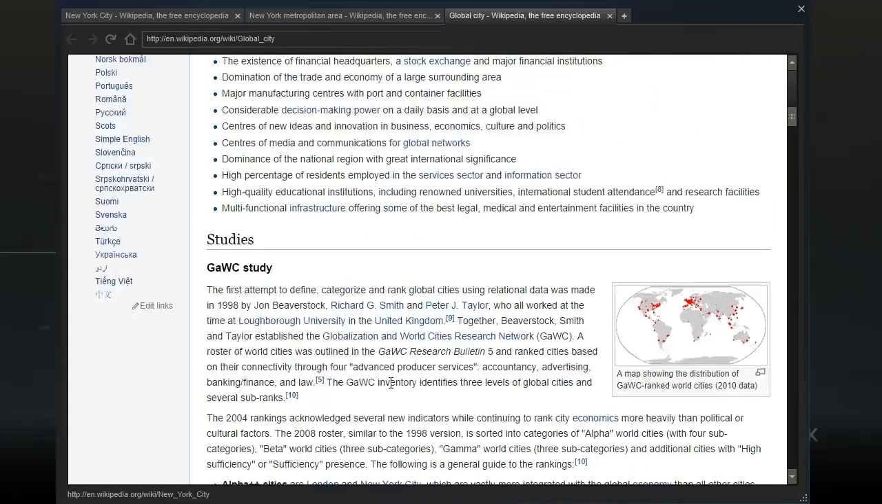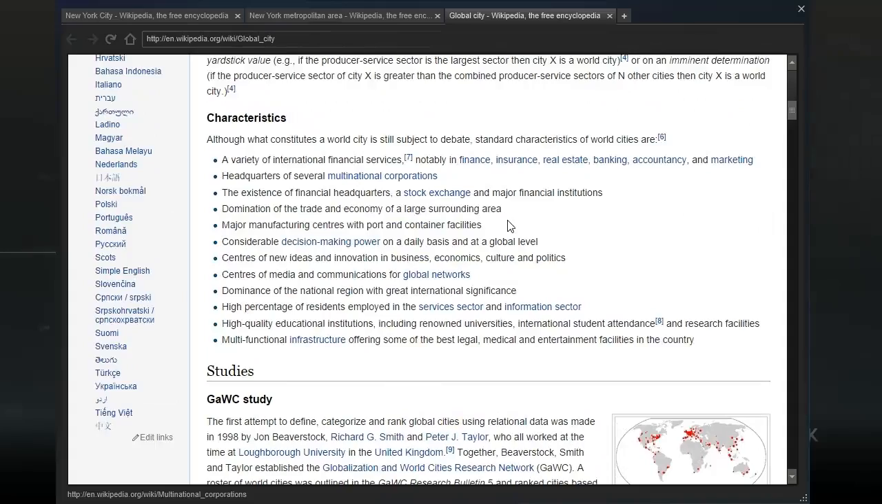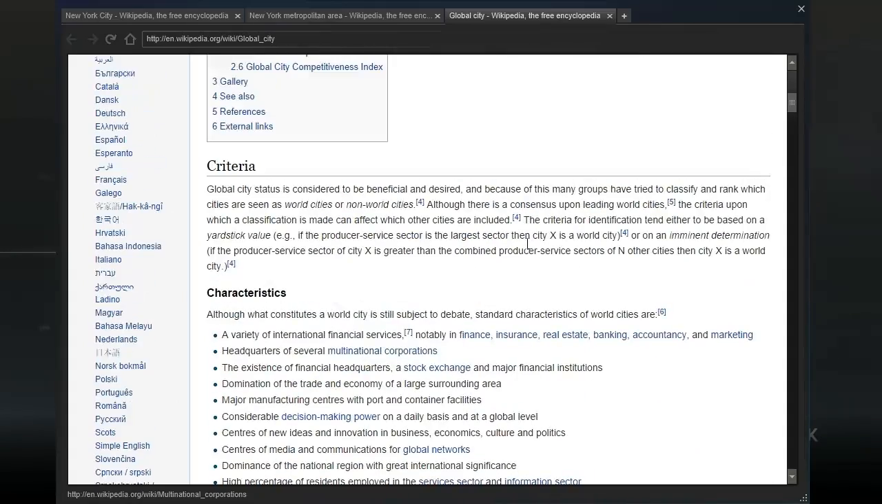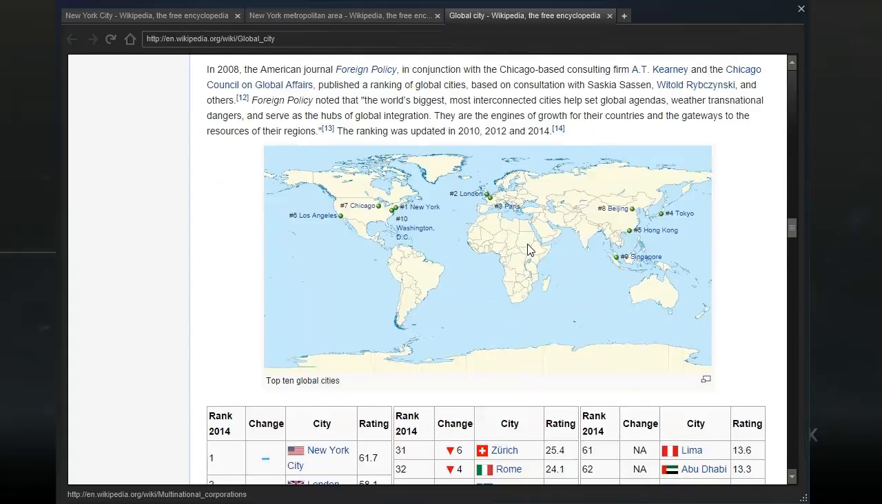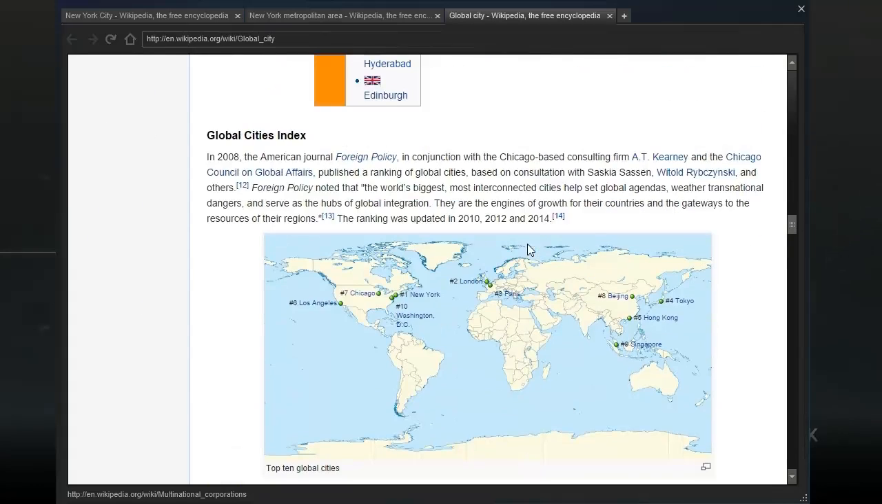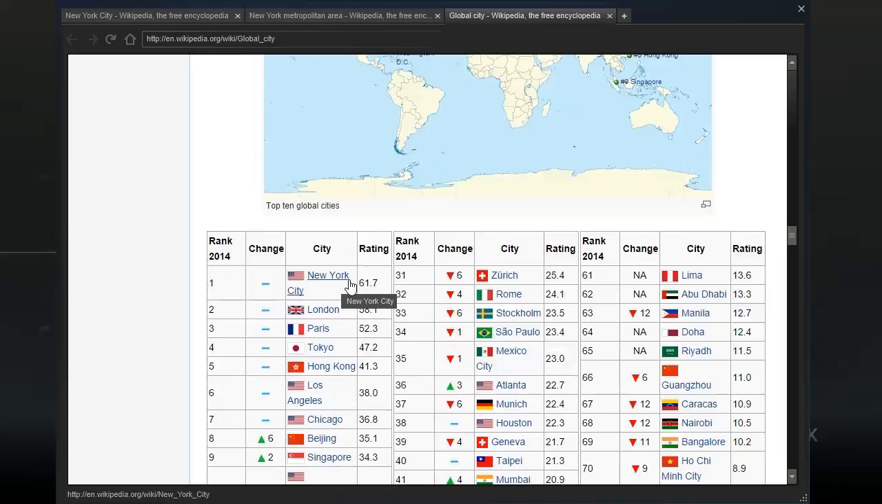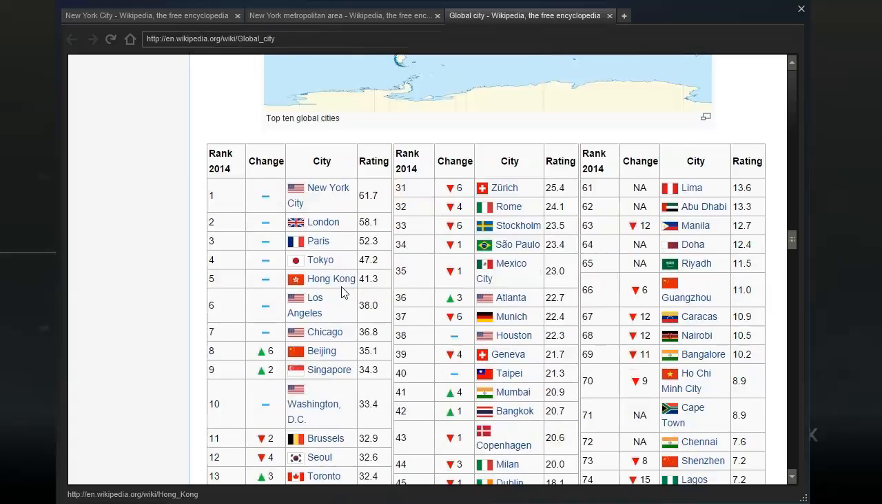I just want to see, actually, money. Gross domestic product. I don't know if there is. Global Cities Index? New York, London, Paris, Tokyo, Hong Kong, Los Angeles, Chicago, Beijing, Singapore, Washington, D.C. Look at that, there's like 4 American cities there in the top 10.